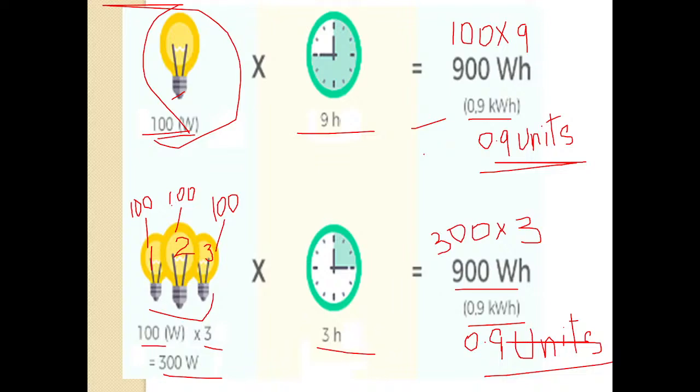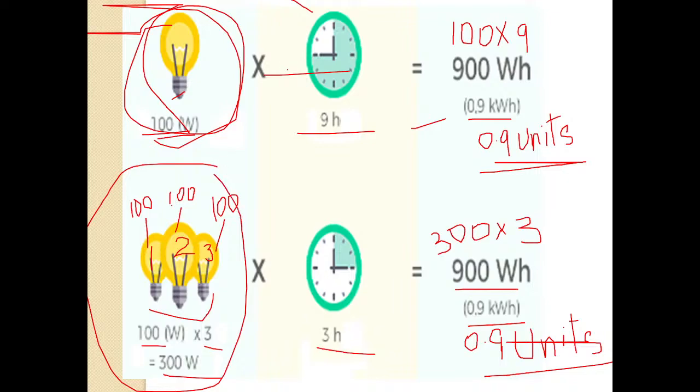Here you can see there is a single lamp, and there are 3 lamps here, isn't it? But this single lamp is operated for 9 hours, whereas these 3 lamps are operated for 3 hours.